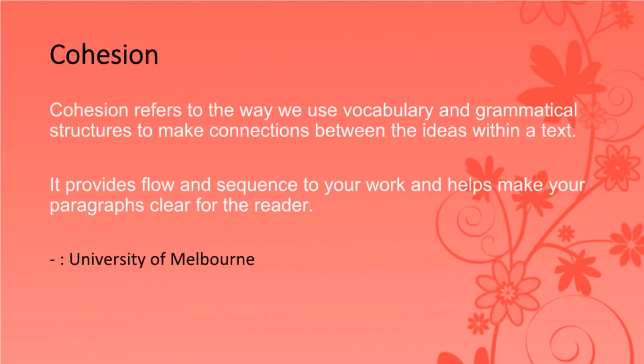According to the University of Melbourne, cohesion refers to the way we use vocabulary and grammatical structures to make connections between the ideas within a text. It provides flow and sequence to your work and helps make your paragraphs clear for the reader. Cohesion is linking the ideas together, using proper words and phrases, so that the ideas flow smoothly.